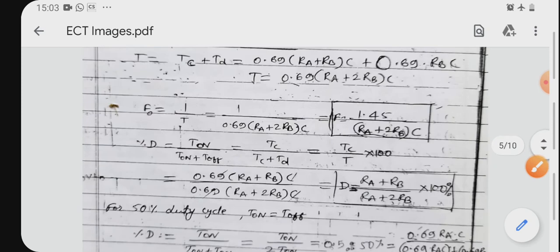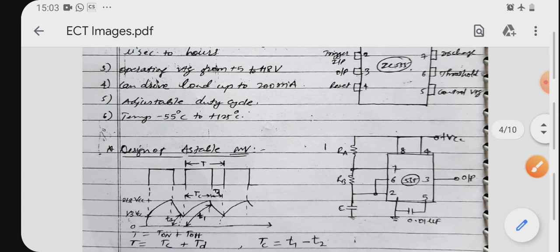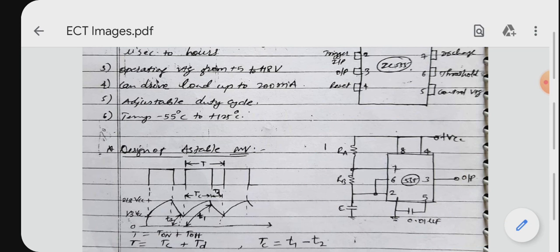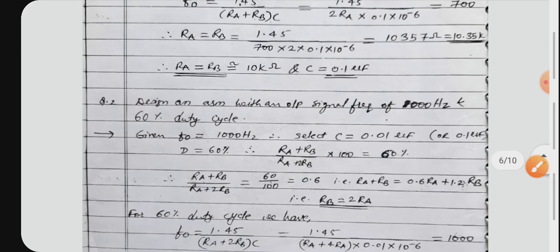Which circuit diagram? The one which I have shown you here, this circuit diagram with all component values. This value is fixed, 0.01 microfarad. Write down the value of Ra, Rb and C, and this circuit diagram. Okay, let us go to the next problem.